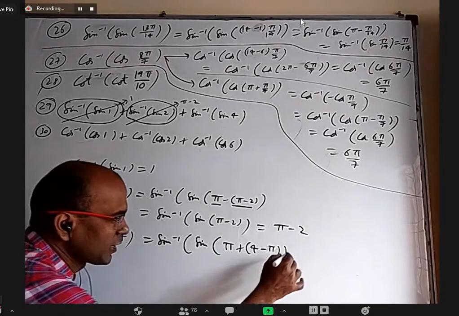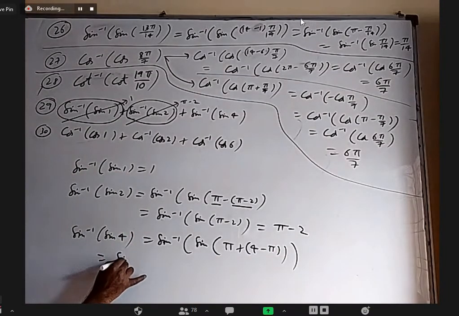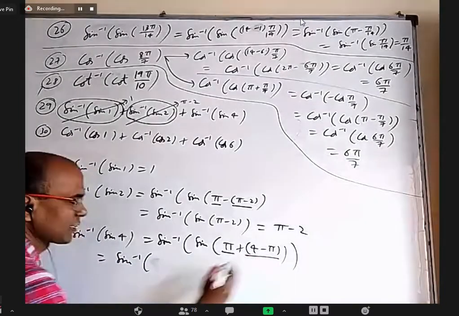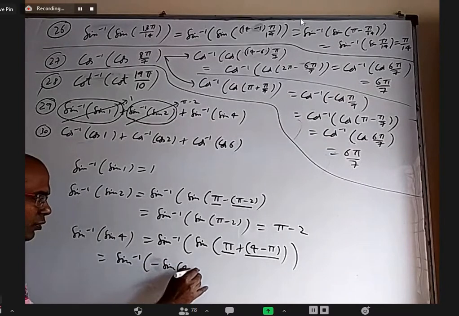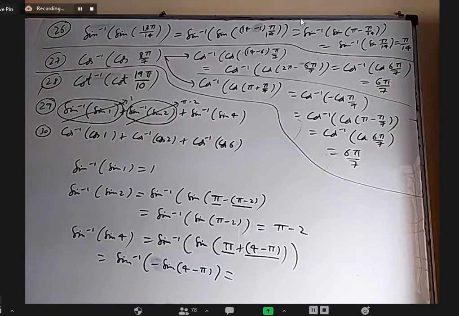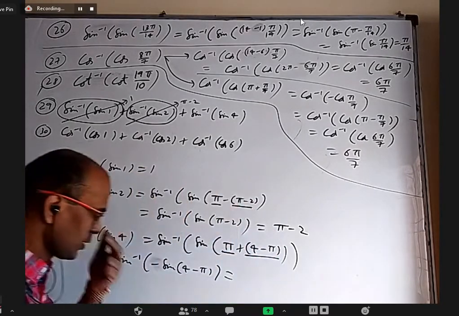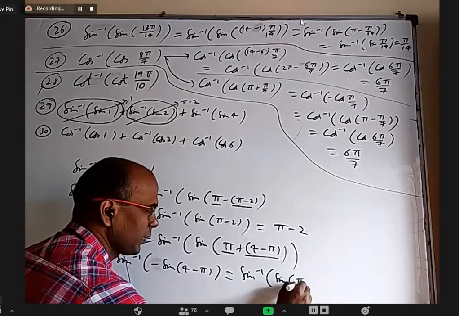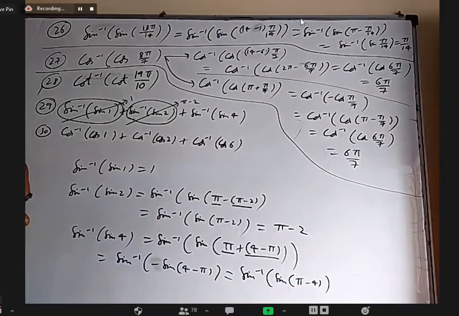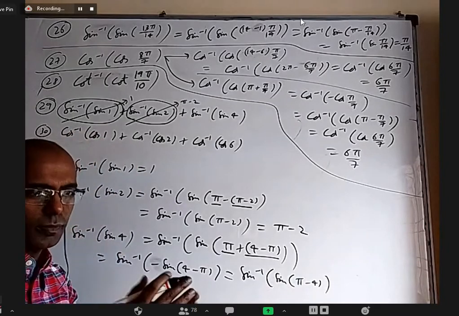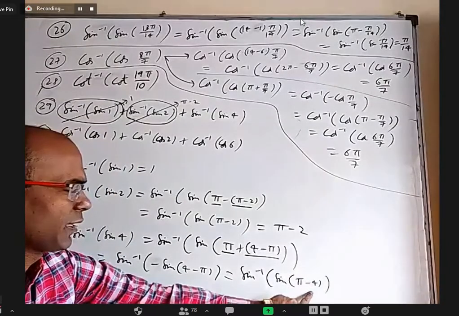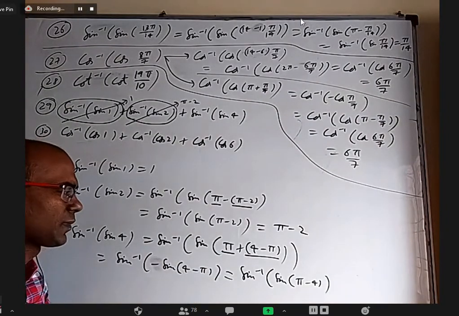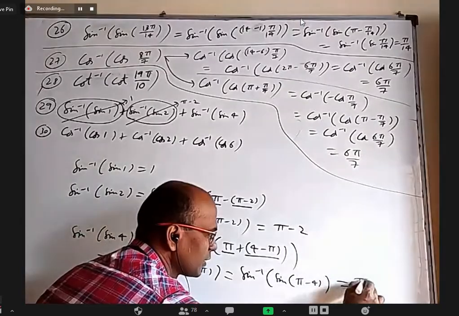Sine 180 plus theta is minus sine theta. So I'll get sine inverse of minus sine 4 minus pi. This is 180 and this is theta. Minus sine 4 minus pi. Okay, I can take this minus inside. Minus sine theta is sine of minus theta. So I'll get sine inverse sine pi minus 4. And this is within the principal values. It is between minus 90 to 90 only, because 3.14 minus 4 is around minus 1 or something, which is around minus 57 or minus 50 degrees or something. Principal value. So I can cancel out and write pi minus 4.